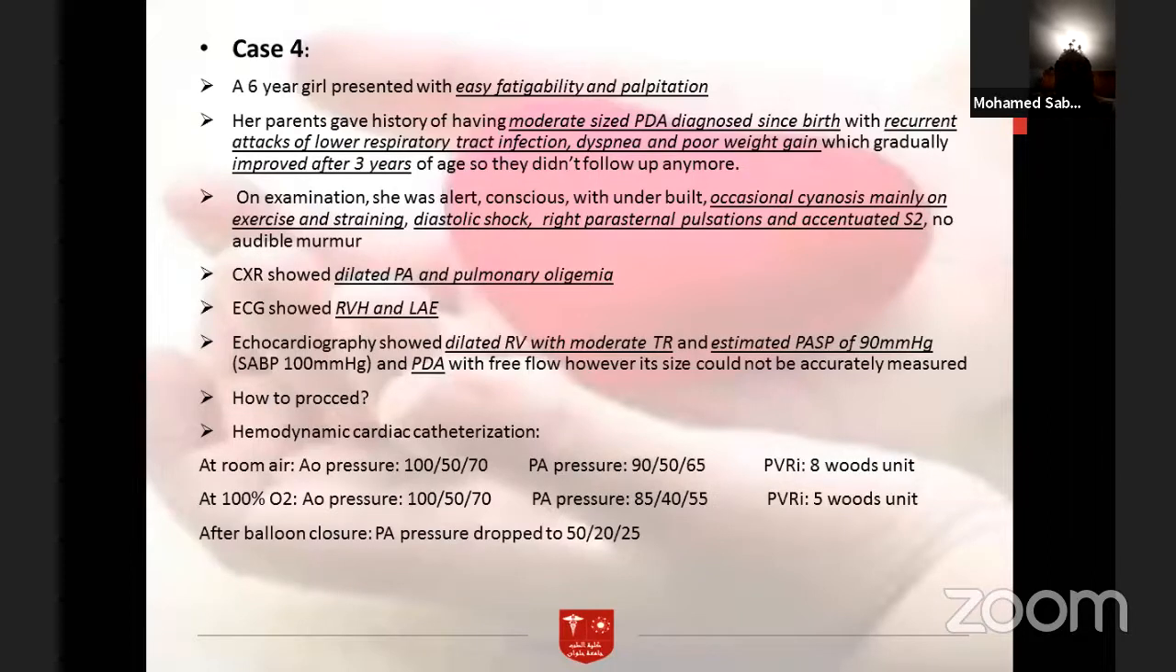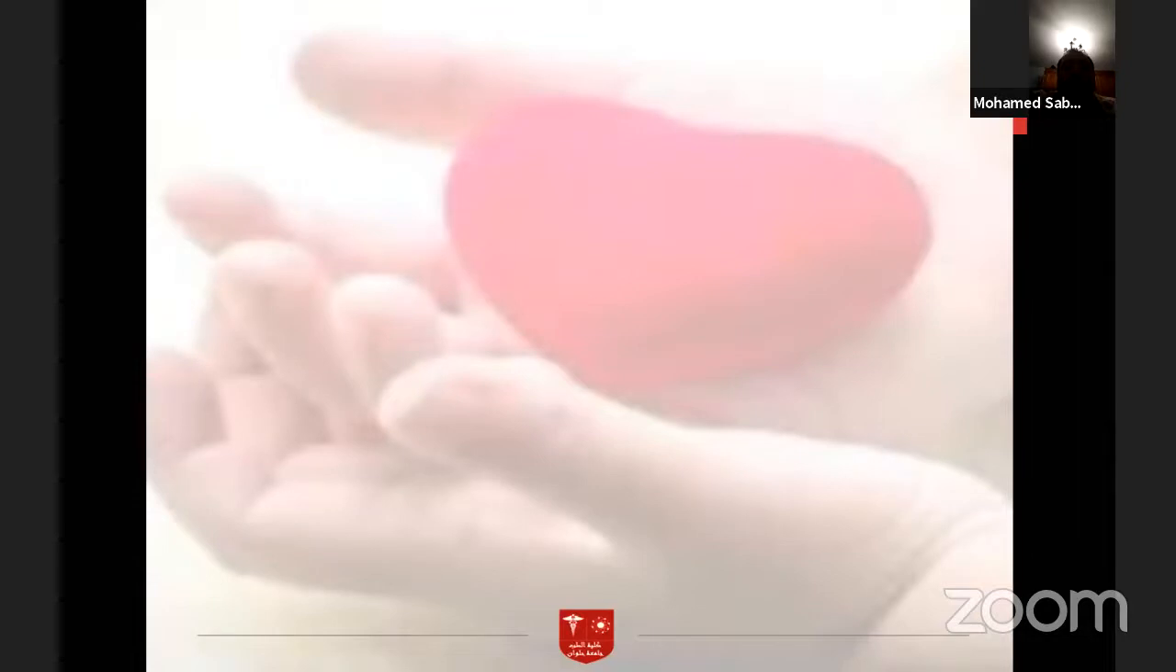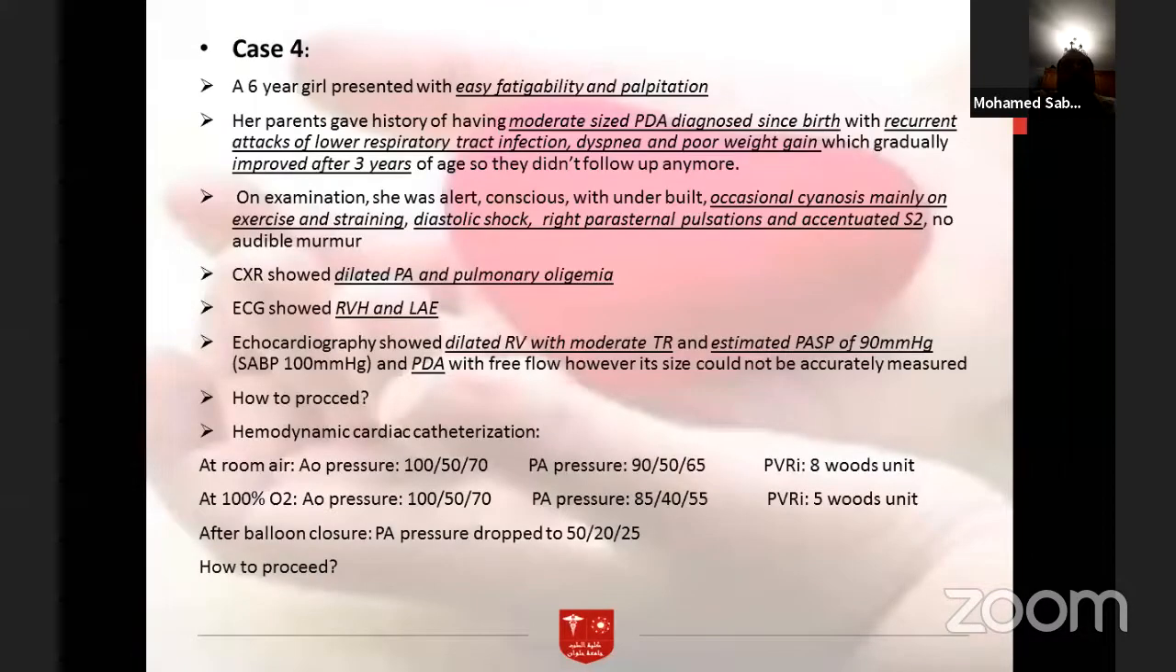In this situation, we also did balloon closure, temporary occlusion of the PDA. Unfortunately, the pulmonary artery pressure dropped again to reach a mean of 25. At this point, we can safely close this PDA. And in such cases, we usually prefer to close the PDA with a double disc device, not a classic PDA device, because we have almost equal pressures on both sides. So we have to have a disc on both sides of the PDA.